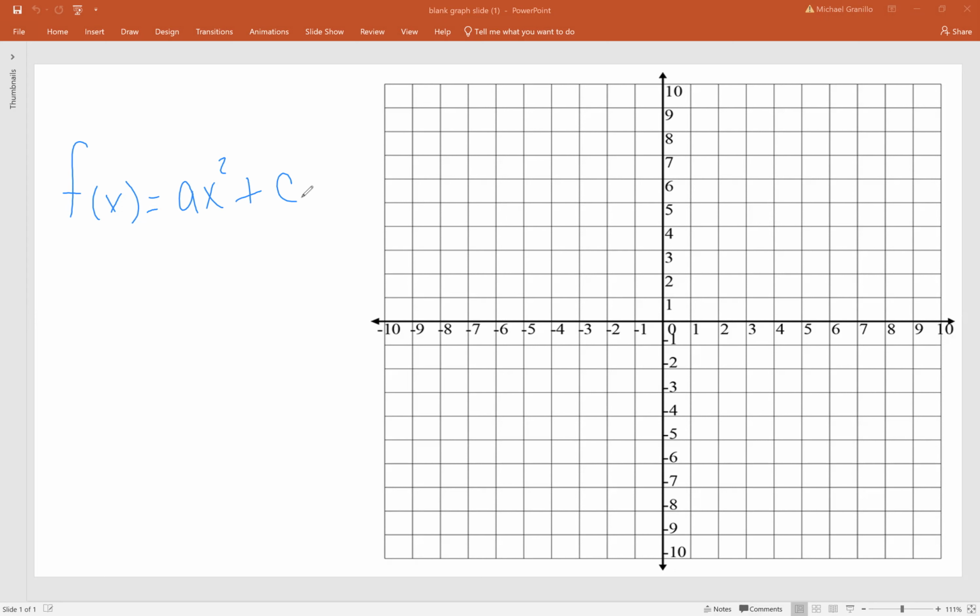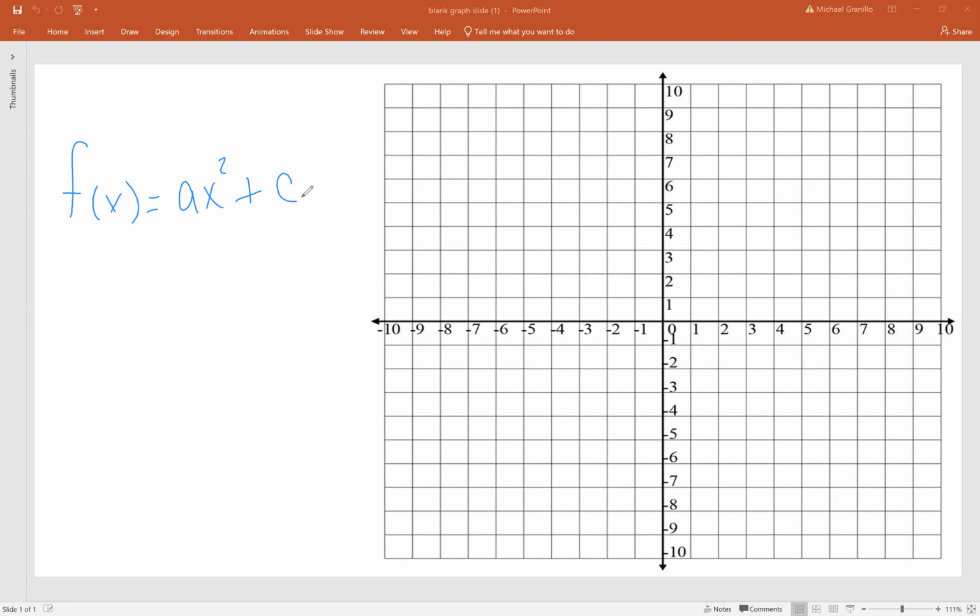Yesterday, when we had just the ax squared, we talked about the graph getting wider. We talked about the graph getting skinnier. We talked about if there was a negative sign, that flipped it over the x-axis. And so today we're going to add c. And that's going to do something a little bit different to our graph.